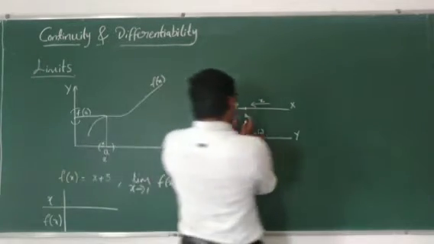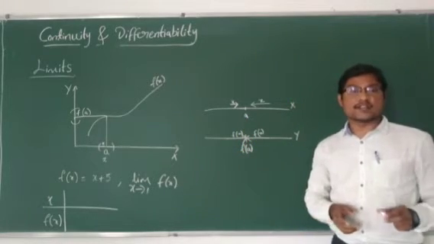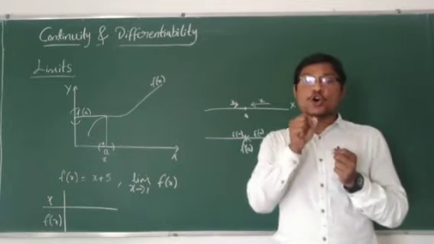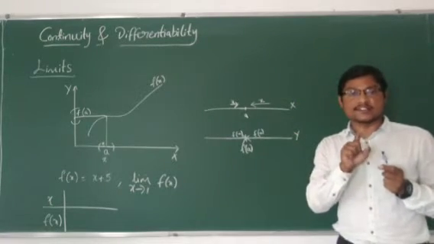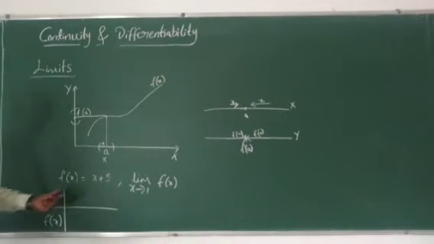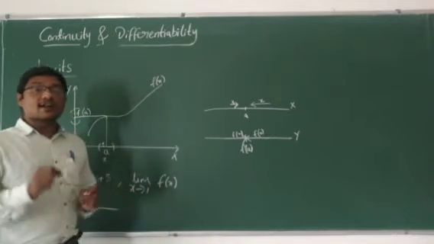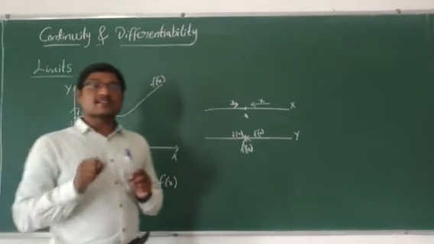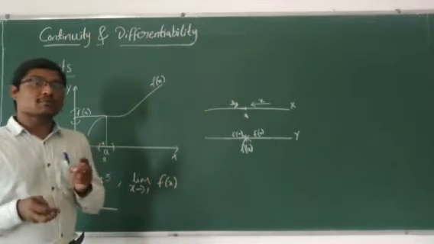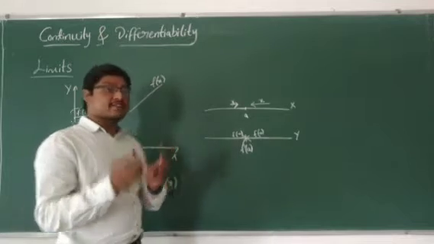Remember, when you are approaching A, we will not consider A. We will consider the values which are very close to A, but we will not consider A. So here also, in the same manner, when we are trying to find out the limit at 1, we will not consider 1. We will consider the values which are close to 1. Which are close to 1 means you can take from the left side or from the right side.